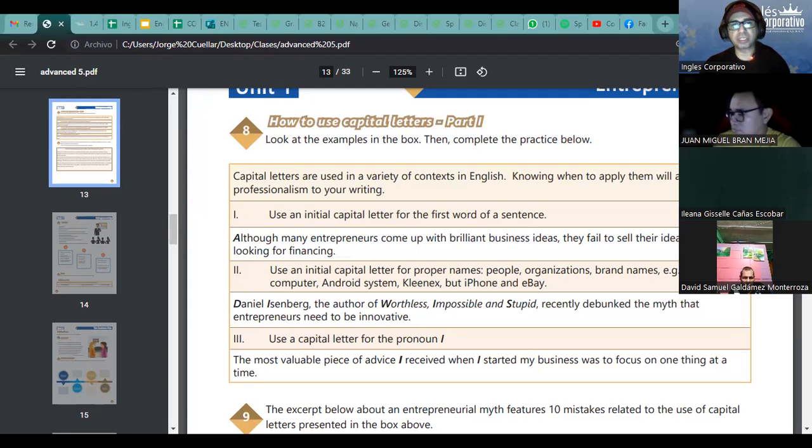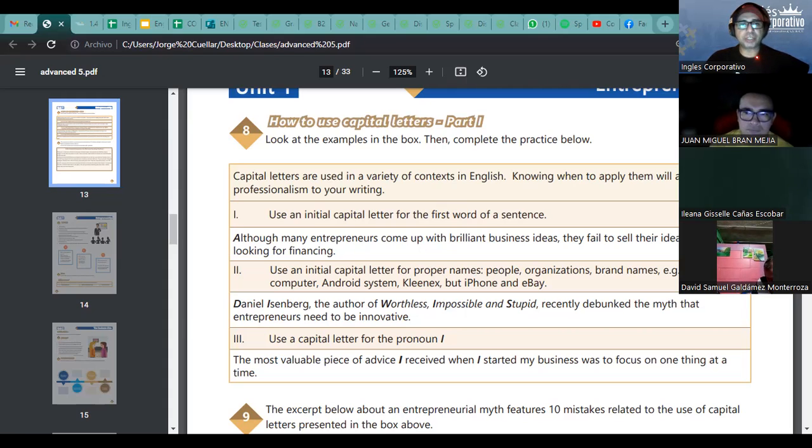So capital letters are used in a variety of contexts in English. Knowing when to apply them will add more professionalism to your writing. So definitely. The first one is something very common, right? Initial capital letter for the first word of a sentence. So every time that you have a period or that you are starting a sentence, then we need to start that with a capital letter. So although many entrepreneurs come up with brilliant business ideas, they fail to sell their ideas when looking for finance. Good. I guess that is clear.